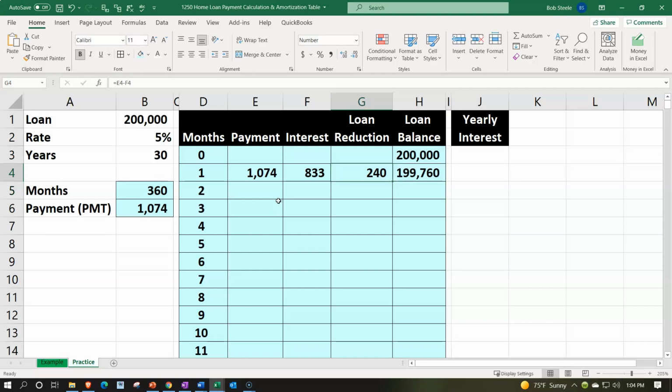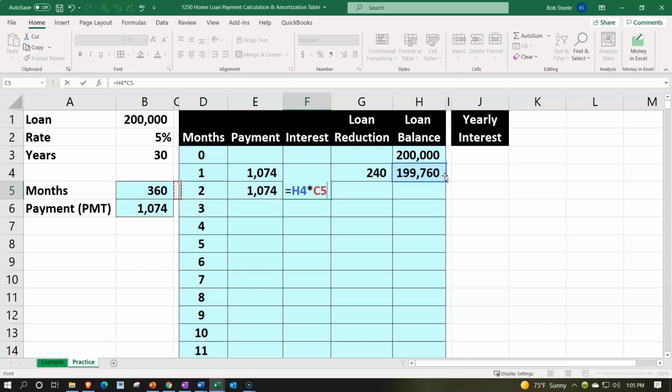So notice that the bulk of it during the beginning of the loan is going to interest as opposed to the reduction of the loan, and then towards the end that will switch and change. So if we do this again, I'm going to say, all right, the payment is again 1,074. Now the interest is going to be slightly less given the fact that the loan balance has gone down. So it's going to be this 199,760 times the 5%.